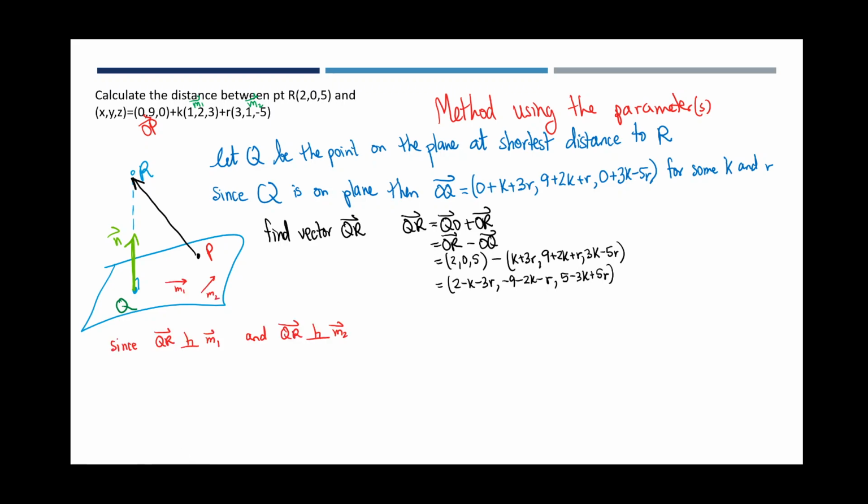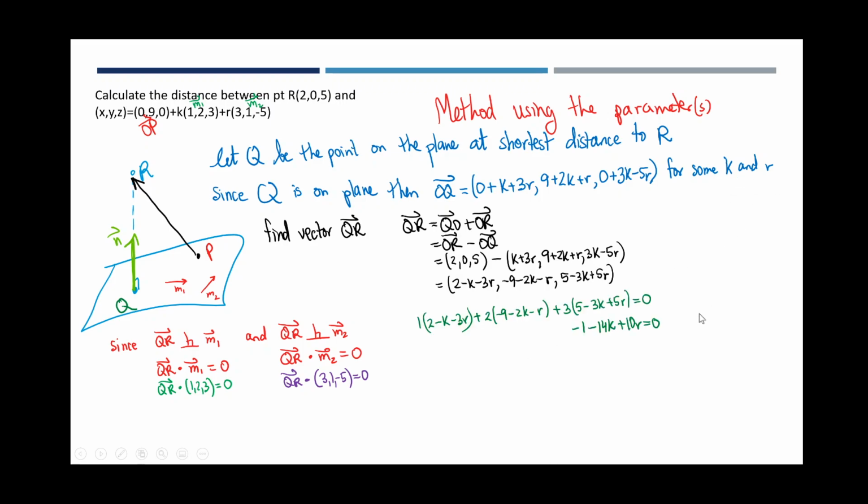The reason why we want to do that is because we know the following. QR is at 90 degrees to the plane. That means it's at 90 degrees to the 2 direction vectors which are going to be lying on the plane. This in turn implies that the dot products are going to be equal to 0, and this will allow us to find the missing K and R parameters.